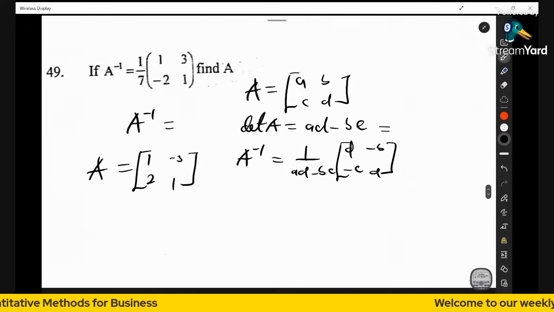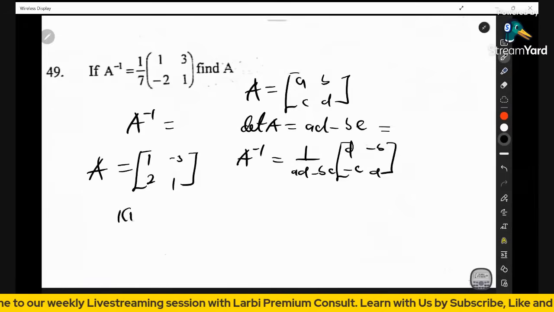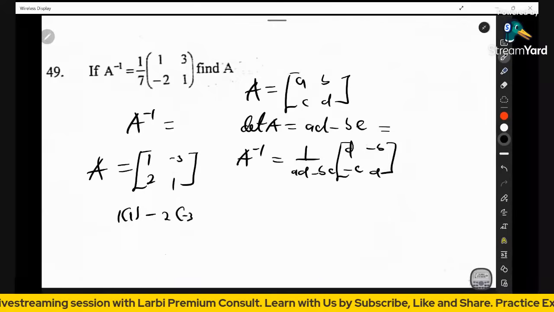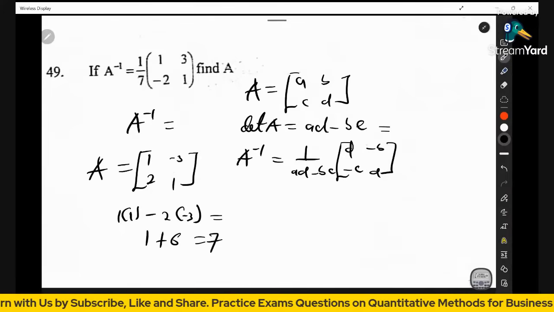If you like, when we find the inverse of it, we're going to get this back. Let's try and see. For us to find this, we first of all find the determinant of this matrix. So 1 multiplying 1 minus 2 multiplying negative 3. What are we getting? Negative, negative, we are getting positive. So positive 6, and we are getting 7, right? So what will be the inverse?